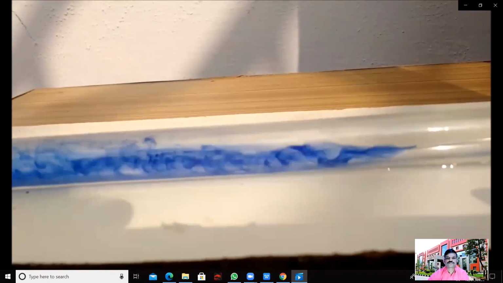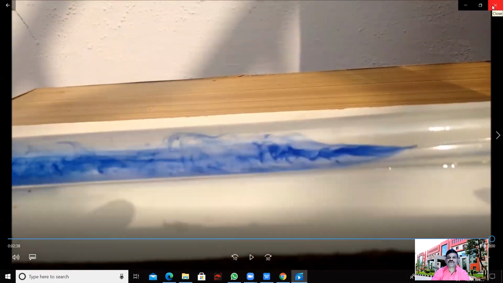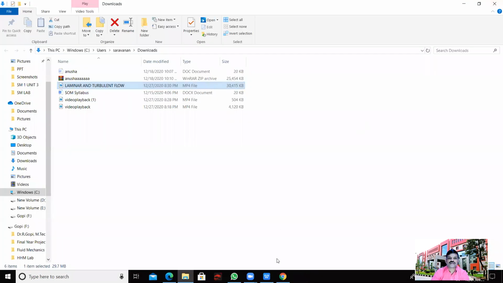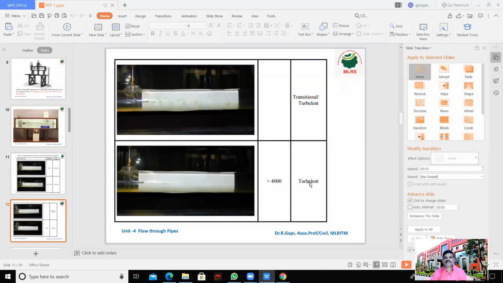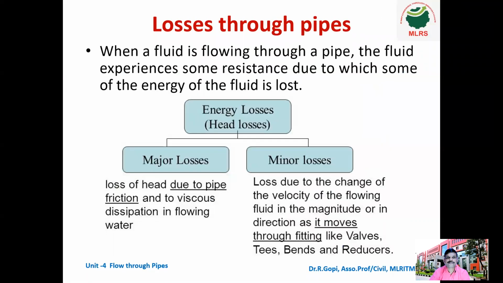So based on this, we can say whether it is turbulent flow or laminar flow based on the Reynolds number. So these are all simple experiments we can do in our laboratory. Okay. So I hope all of you understand the concept of laminar flow and turbulent flow. Okay, students. So next, losses through the pipes.